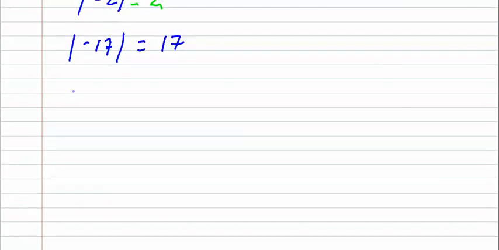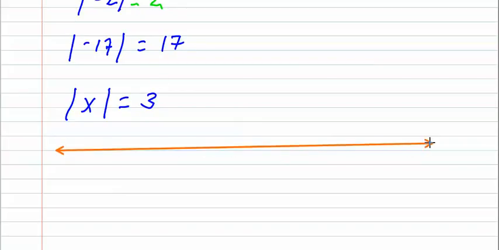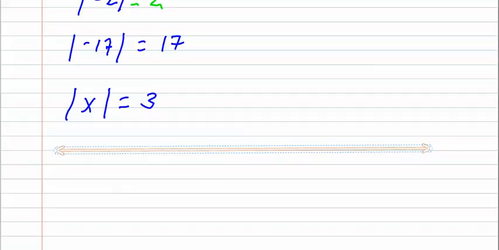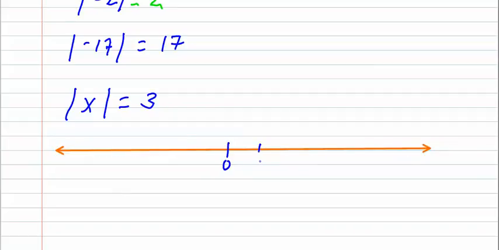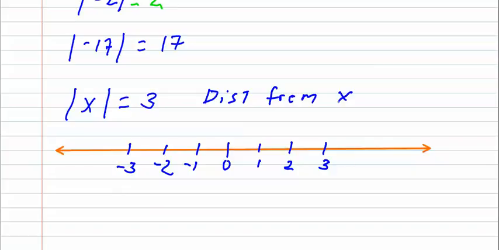Now, if I have the absolute value of x is equal to 3, again, we'll draw a number line, and we have 0, 1, 2, 3, negative 1, negative 2, and negative 3. The distance from some point x to 0 has to be 3. Distance from x to 0, my bad, must be 3.